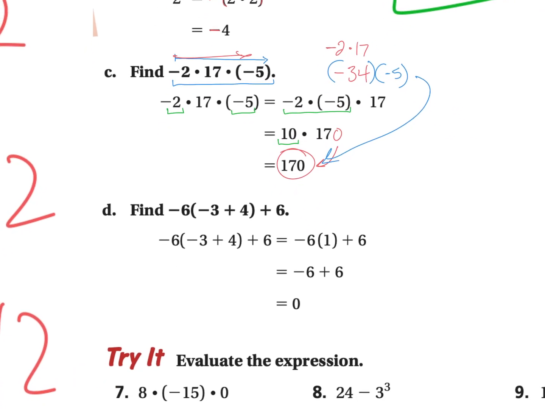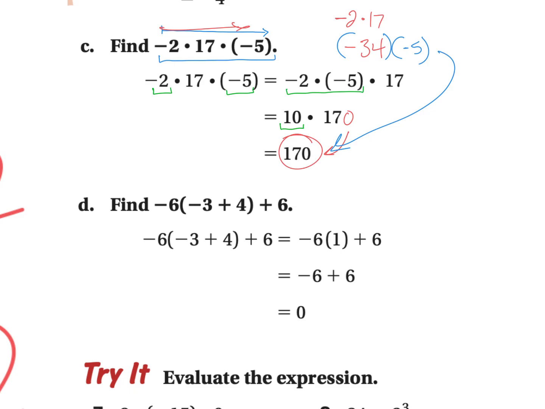And then they throw a little bit of a curveball at you here. They have said, hey, remember our order of operations? Let's do parentheses first. And so what they actually do is just rewrite it. Not really sure why they rewrite it here, but they did. It is exactly the same as that. They did this first: -3 plus 4 is 1. Yeah? -6 times 1 is -6, and -6 plus 6 is 0.